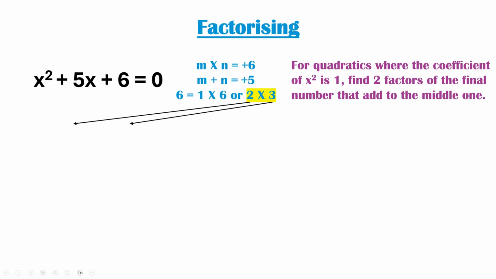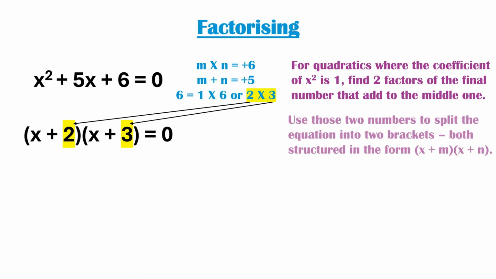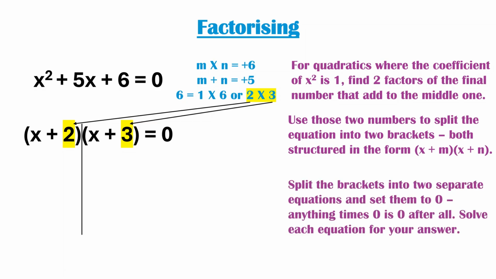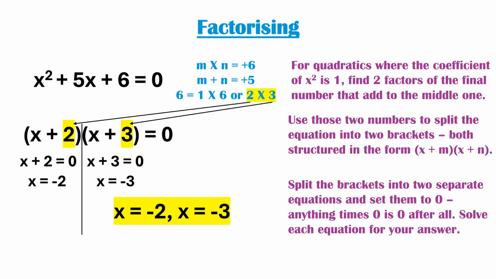And then you put these into brackets. So (x plus 2) times (x plus 3) equals 0. And then I like to draw a line up in the middle and split it apart, because each part you're timesing by 0 on either side is still going to equal 0. So either one could be equal to 0. And then you just solve those equations. So you get x equals minus 2 and x equals minus 3.